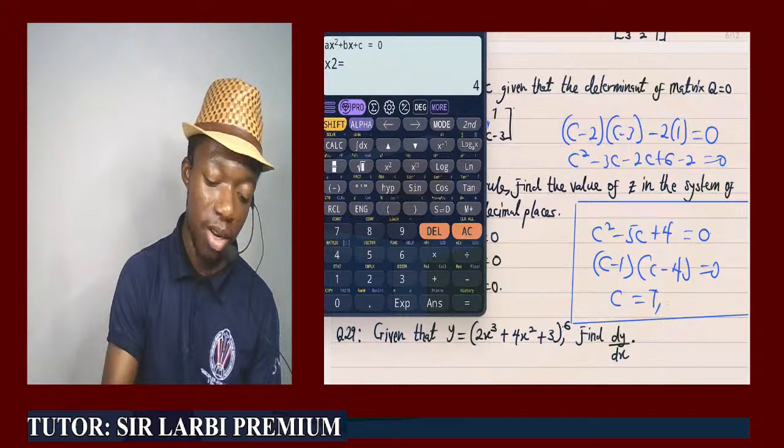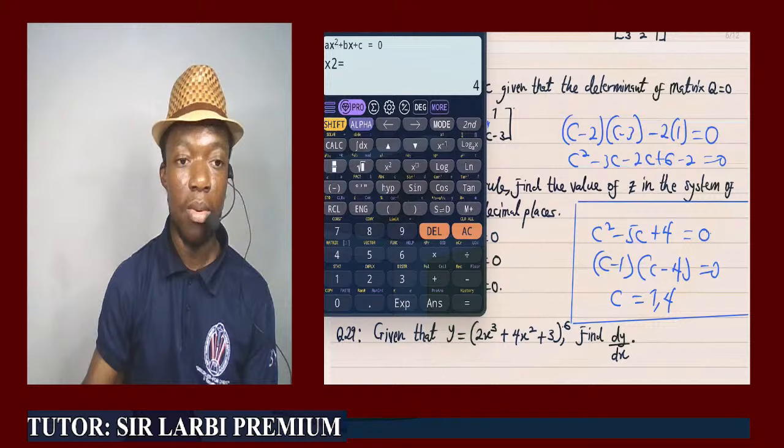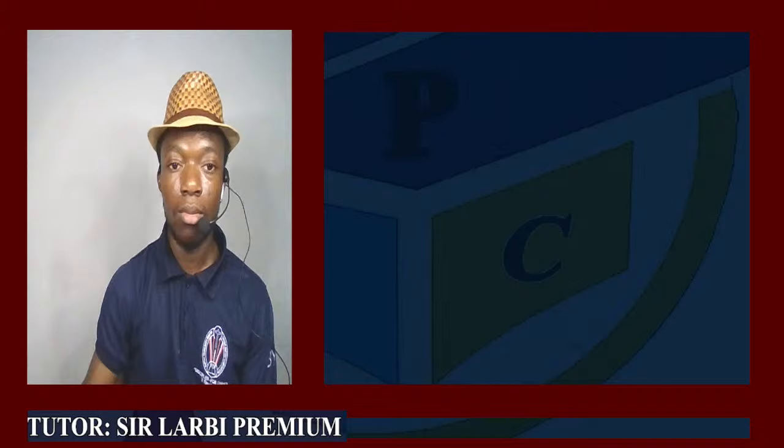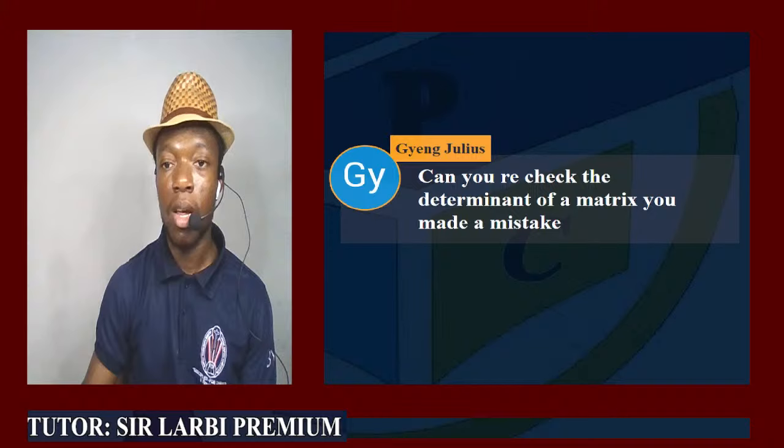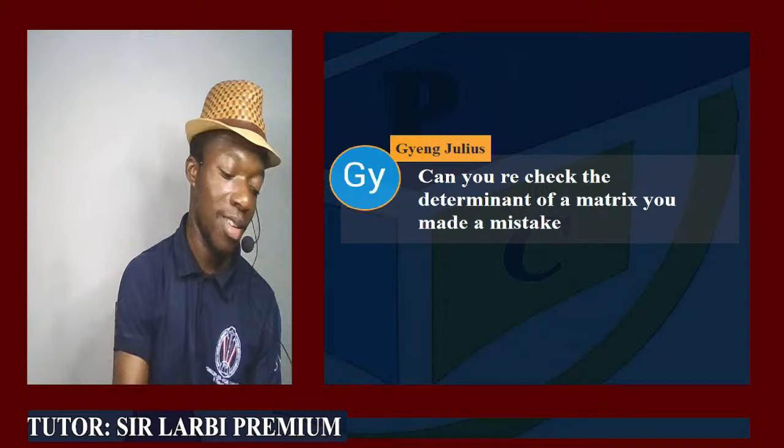Let me check up this. I think somebody's raising a concern here. Let me bring it up first. You're saying, can you check the determinant of the matrix you made? Which question did I make a mistake? I want to see which question. Well, we have solved a lot, and hopefully we'll see if there's a mistake in there.